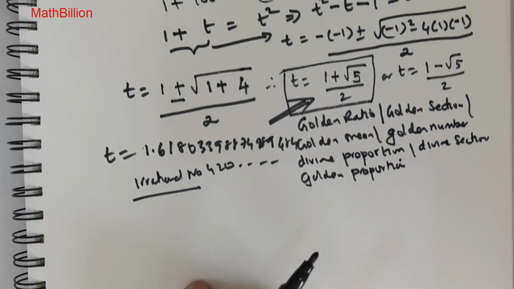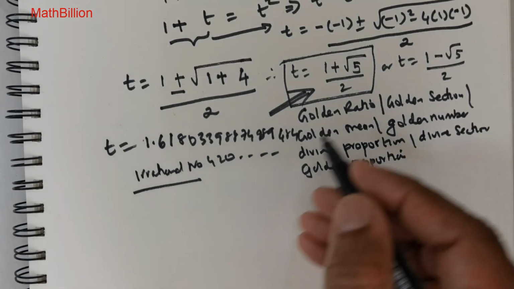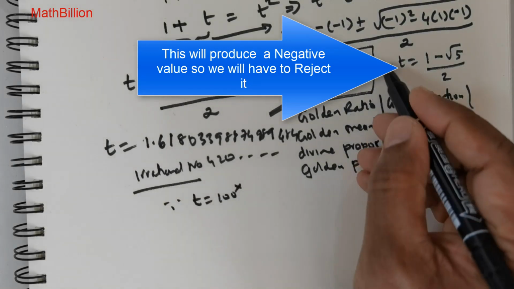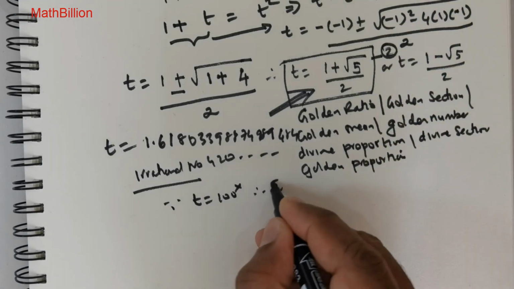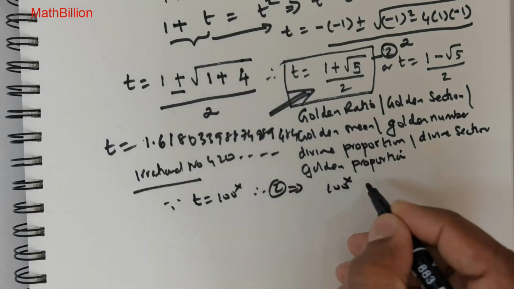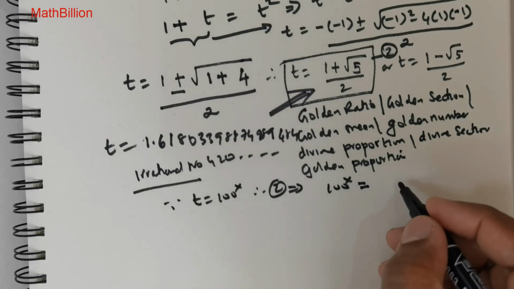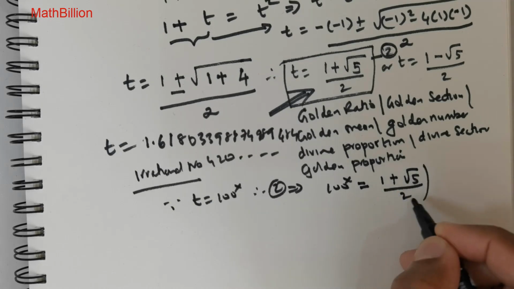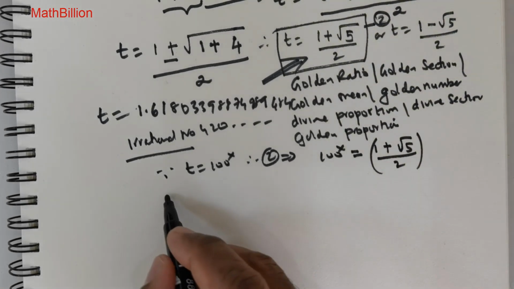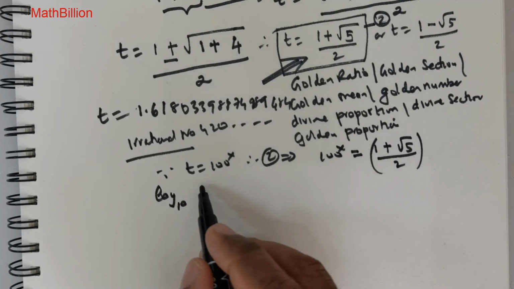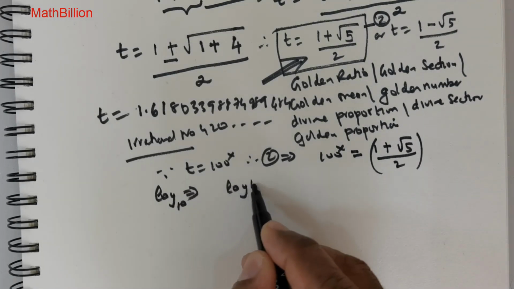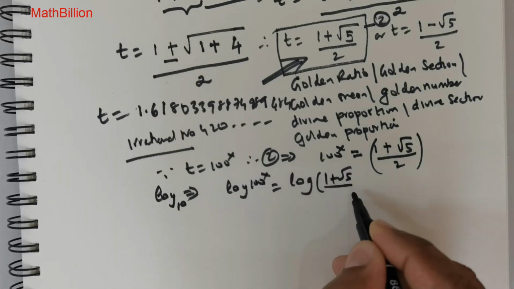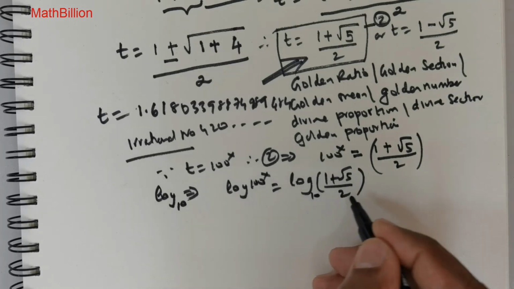t is 100^x. So what I wish to do is utilize this value. I cannot utilize this value. Now since t is equal to 100^x, if I were to take this as 2, therefore 100^x is equal to (1 + root 5)/2. Right. Now I take log both sides, log to the base 10 both sides. So this would give me log 100^x is equal to log of (1 + root 5)/2 to the base 10.